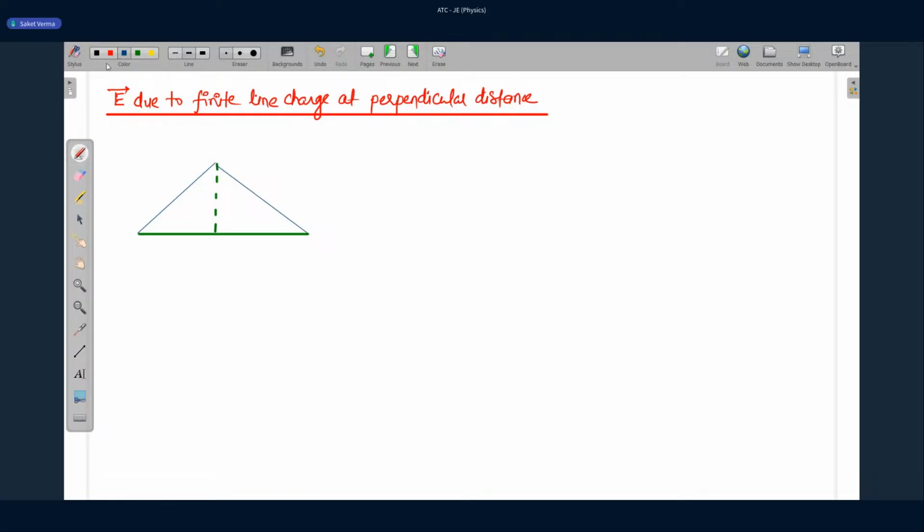Suppose this angle is theta 2 and this is theta 1, and the line charge density, because the charge is distributed in the form of a line, is known as lambda, and this perpendicular distance is r. In such a case, the electric field is given by 1 upon 4 pi epsilon naught, that is k, lambda upon r, in bracket sine theta 1 plus sine theta 2. This is the theta 1 angle and the theta 2 at the perpendicular distance.